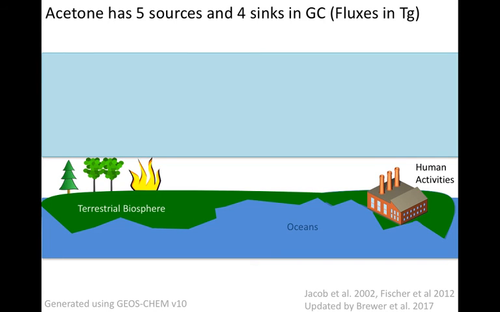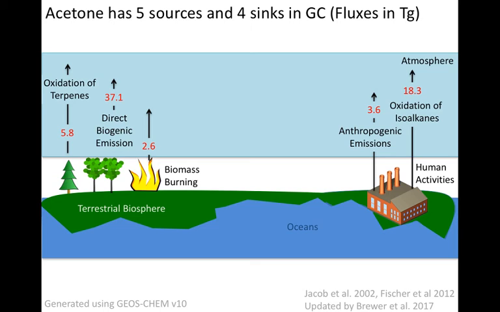As treated in the model, there's 5 sources, 4 sinks. You've got 3 biogenic sources, terpenes, direct biogenic emission, and biomass burning, and then anthropogenic emissions and oxidation of isoalkanes. We've also got sinks to oxidation by OH and sinks to photolysis, as well as dry deposition and net ocean sink.